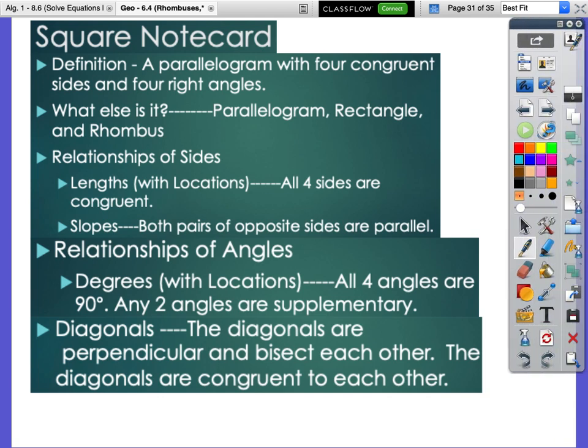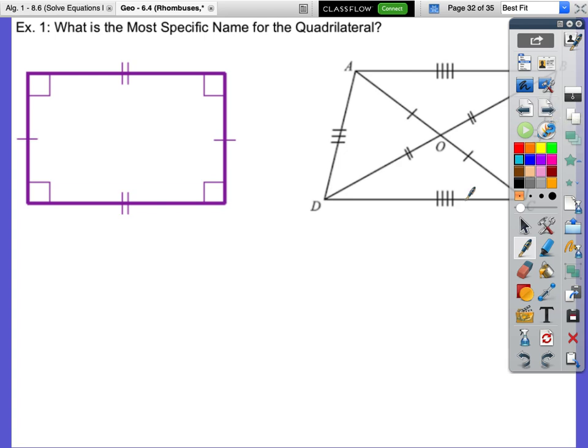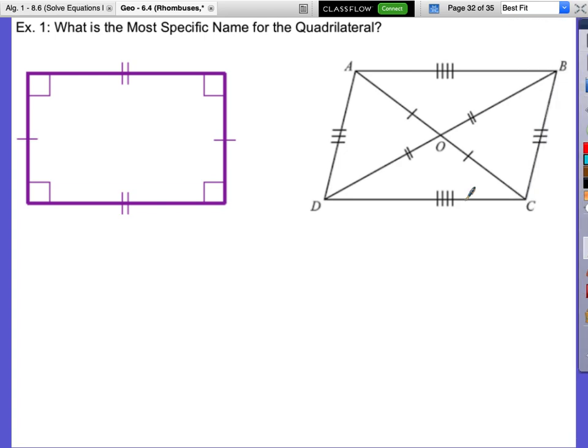The top left one, example one in your notes, 6.4. What is the most specific name for this quadrilateral? Raise your hand, do not blurt it out. Nathan? Square, because it has 90 degrees. Okay, are both pairs of opposite sides congruent? Is this side congruent to this side? No. So can it be a square? No, because a square would have to have all four sides congruent. I agree. It's a rectangle.